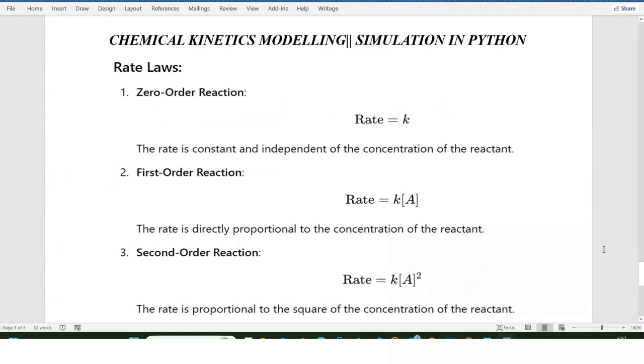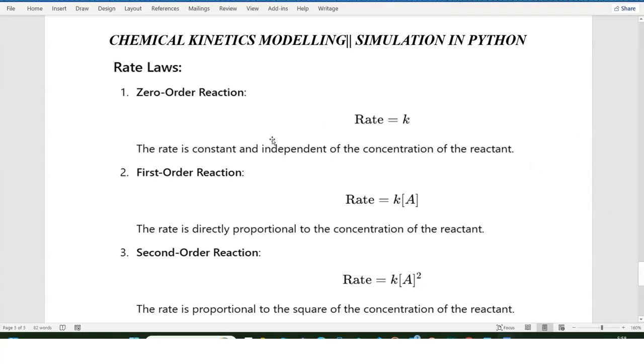Hey, chemistry enthusiast. If you are an industrial chemist, or a scholar in advanced chemistry, and you are looking at modeling or making simulations of chemical kinetics in Python, this is your video.